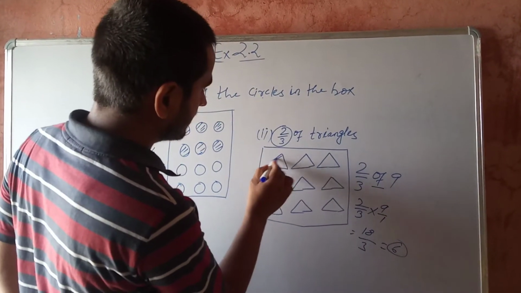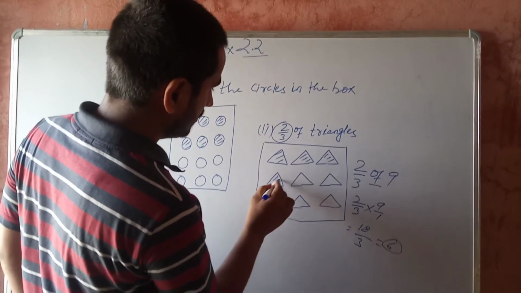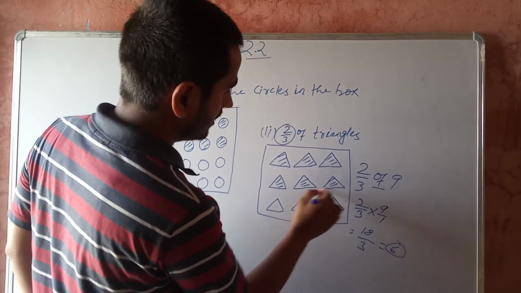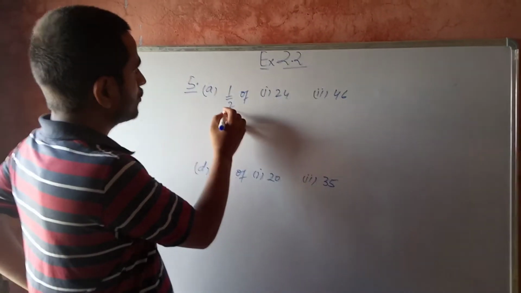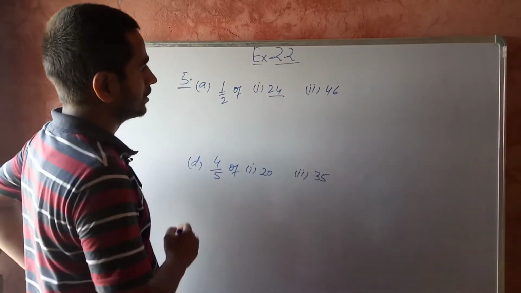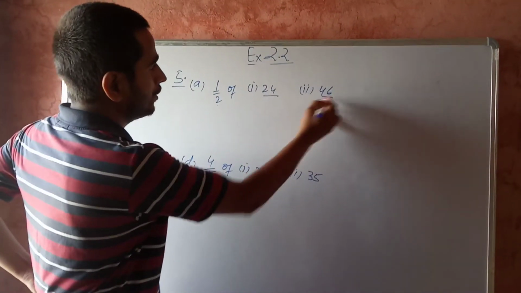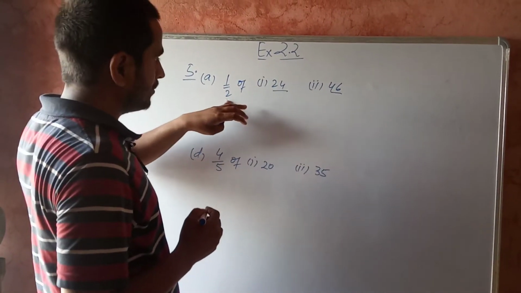So we will set 6 triangles. 1 2 3 4 5 6. Now coming to question number 5, we have to find in A, 1 by 2 of 24. Then we will find 1 by 2 of 46. Okay, first we will find half of, either you say half or 1 by 2.